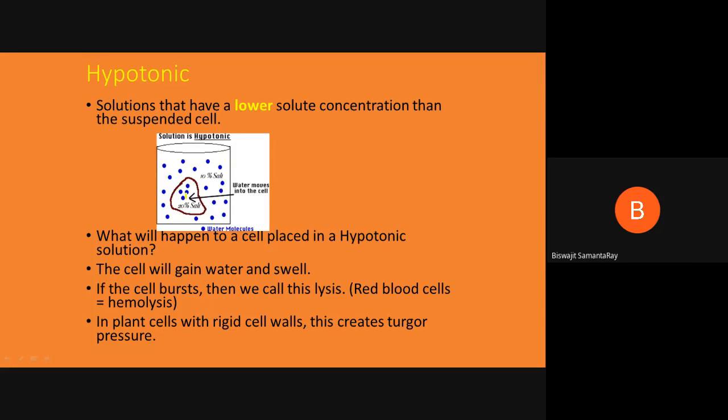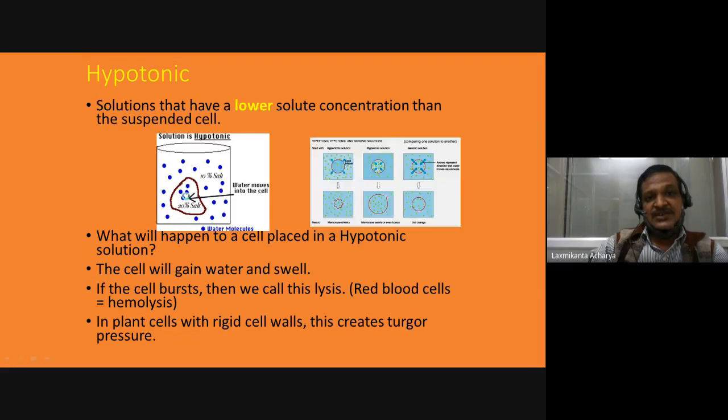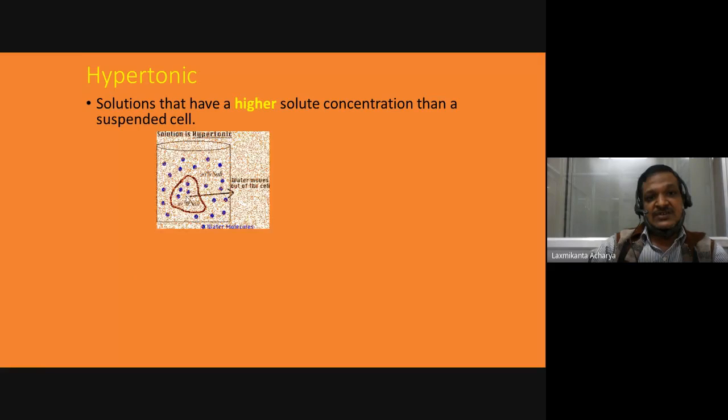Endosmosis occurs. In the case of plants, the rigidity of the cell wall and the turgor pressure is due to this. Now coming to the hypertonic solution, when the concentration outside is much higher than this, what will happen? The water from the cell will move out of the cell.